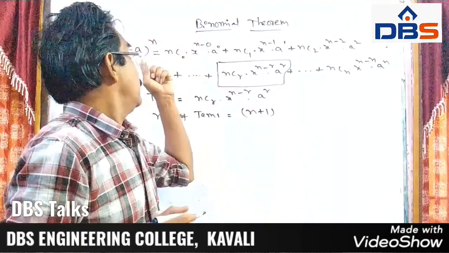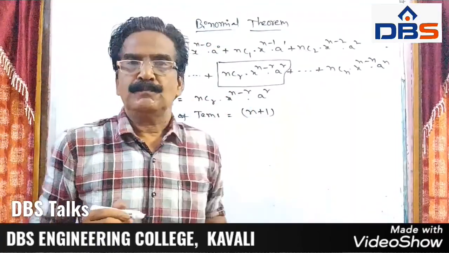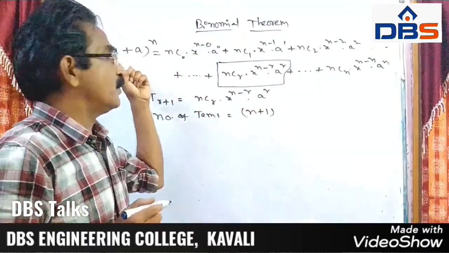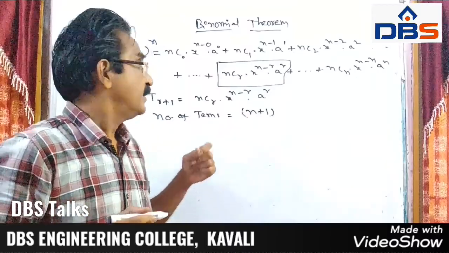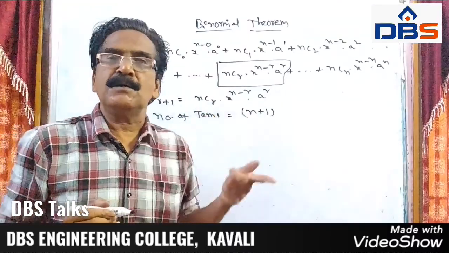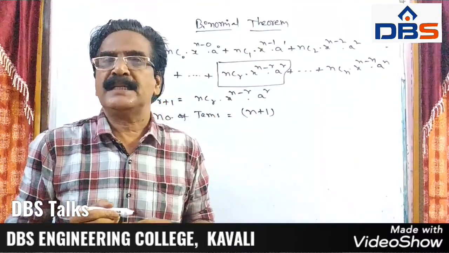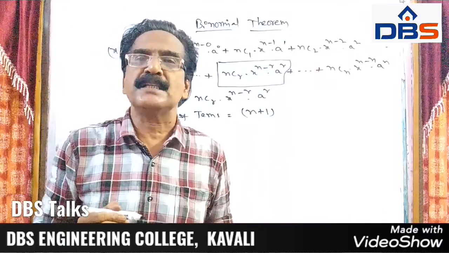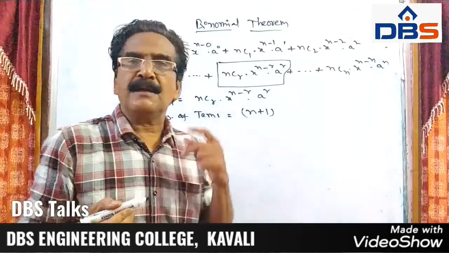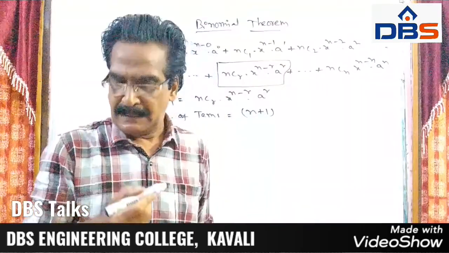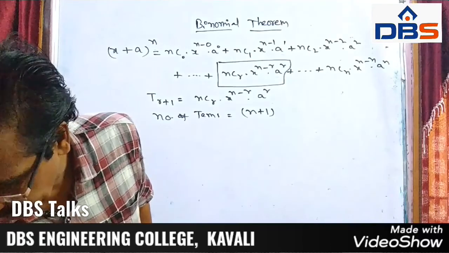Here there are only 2 terms. That is why it is called binomial expansion, binomial theorem. If the number of terms are more than 2, then let us see the number of terms in the expansion. Okay, friends, how to find the number of terms in the expansion? Let us take a small problem, friends.